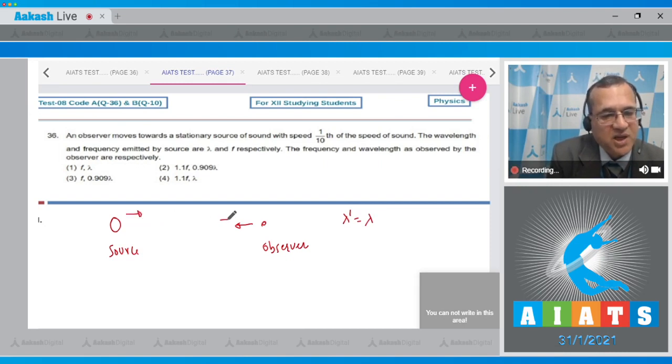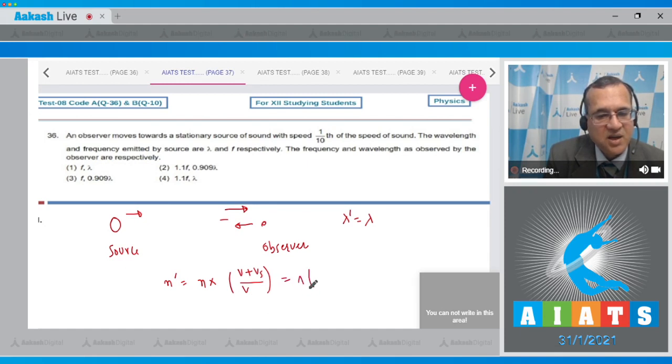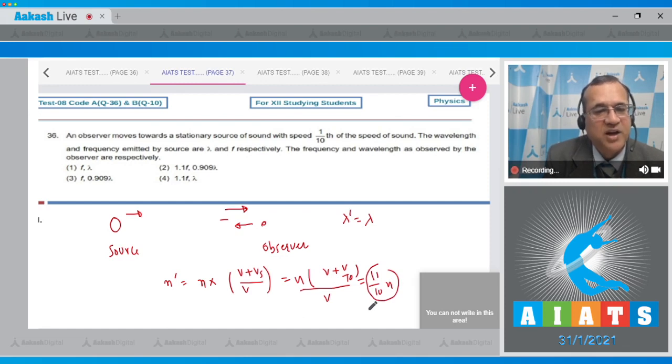The sound will come from here and will cross the observer, and the observed frequency is equal to the real frequency into the velocity of sound relative to the observer, so this would be added up, and divided by the velocity of sound relative to the source. So n equals f times (v plus v by 10) divided by v, which is equal to 11 by 10 of the original frequency. So that is equal to 1.1 f.